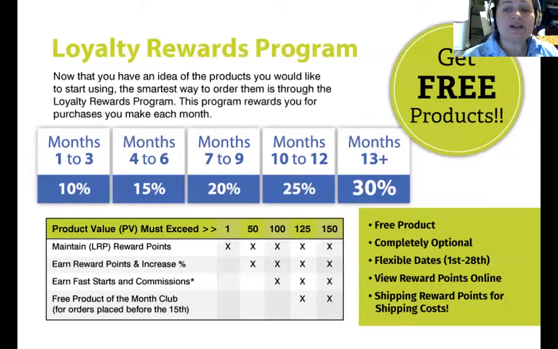So the way the loyalty reward program works, you have to order every month at least one product for 1 point, as I said, with minimum value. When you order below 50 points, you will maintain your loyalty reward program and get your points for shipping back. When you order 50 points or more, then you earn reward points and increase your reward points.